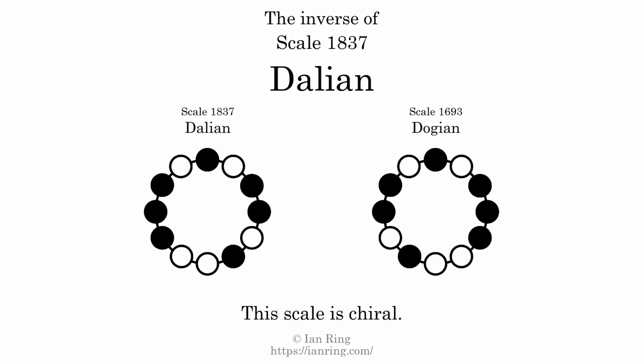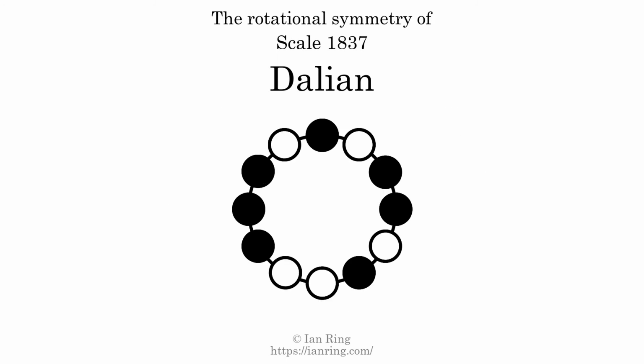The inverse of a scale is a mirror image. It is what you get when the sequence of intervals is reversed. The inverse of this scale is scale 1693, also known as Dogen. This scale is chiral. It cannot transform into its inverse by rotational transformation. This scale has no rotational symmetry.